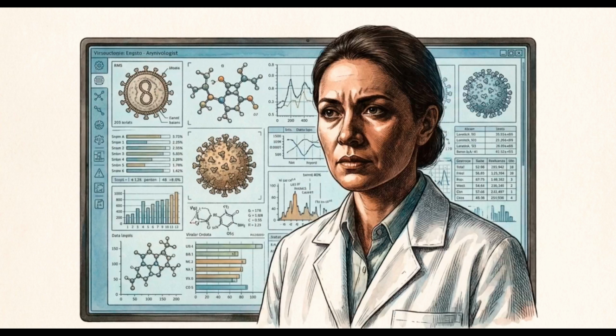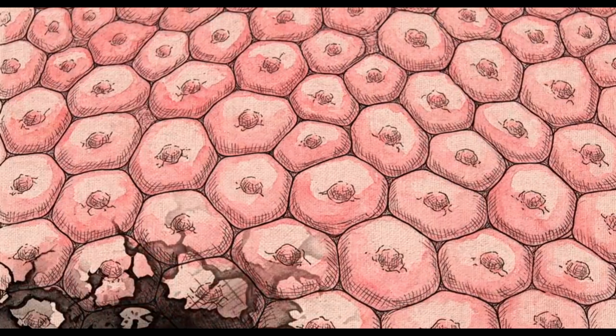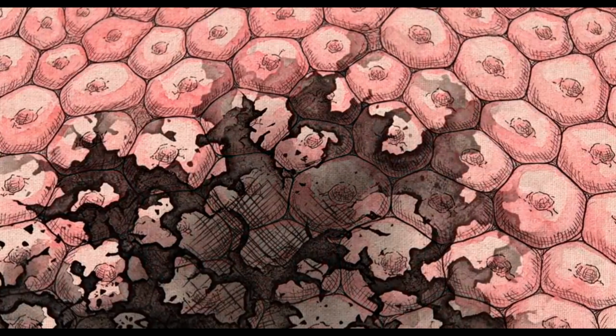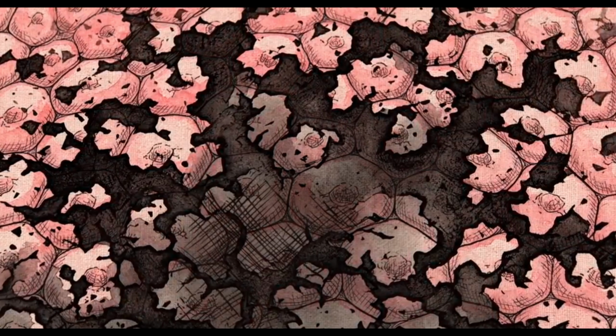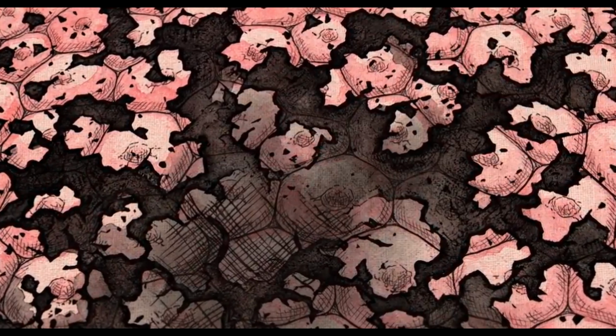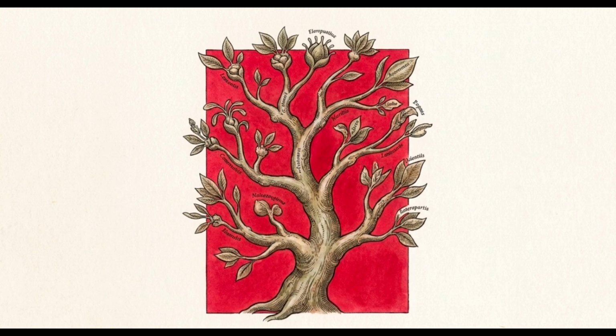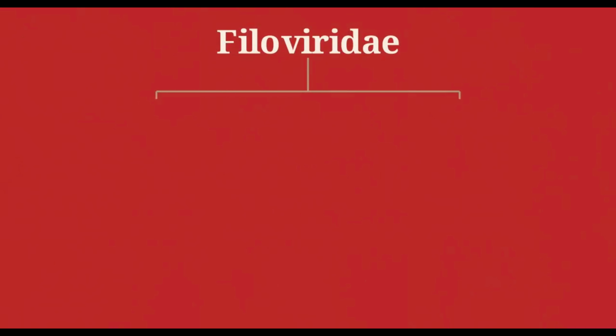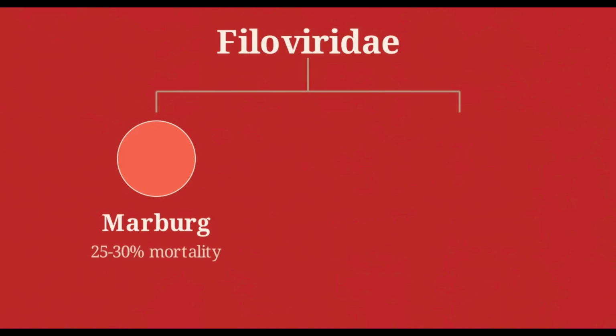Virologist Eugene M. Johnson framed the threat of this pathogen with a specific comparison: the destruction that HIV takes 10 years to inflict on a human body, Ebola accomplishes in just 10 days. The pathogen belongs to the Filoviridae family. This specific viral classification covers two main species capable of causing severe hemorrhagic fever in humans: Marburg, which carries a 25 to 30% mortality rate, and Ebola.